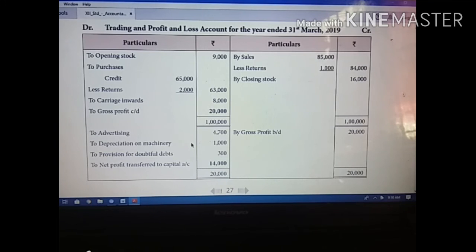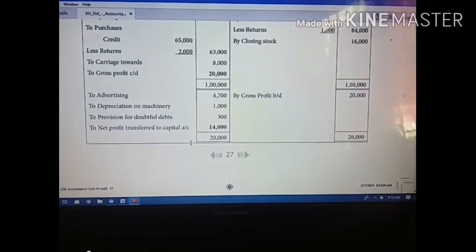So 20,000 into 5 by 100, we will get the depreciation value. Depreciation is a loss, so we have to show this loss on the P&L account. Then provision for doubtful debt, they have given an amount, and that also is a loss. That amount also we have to show on the P&L account. After entering all the things, we have to find out the net profit. After net profit, we have to prepare a balance sheet. I already told you, whatever adjustment you made in the trading and P&L, that amount you must show in the balance sheet also.